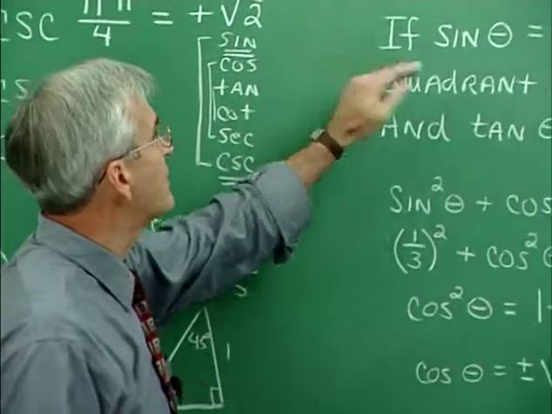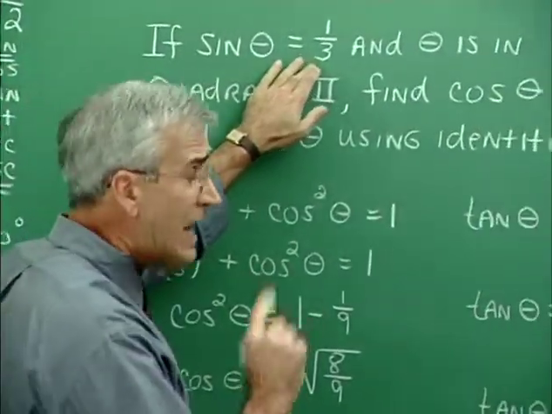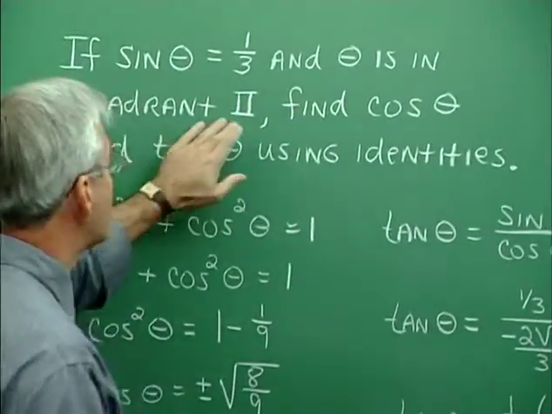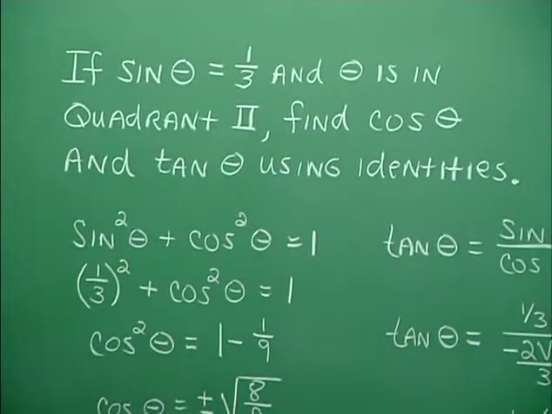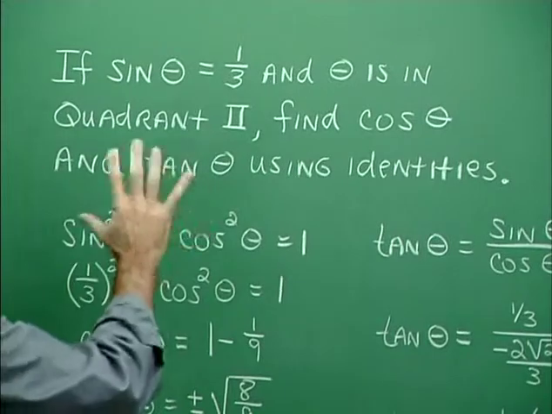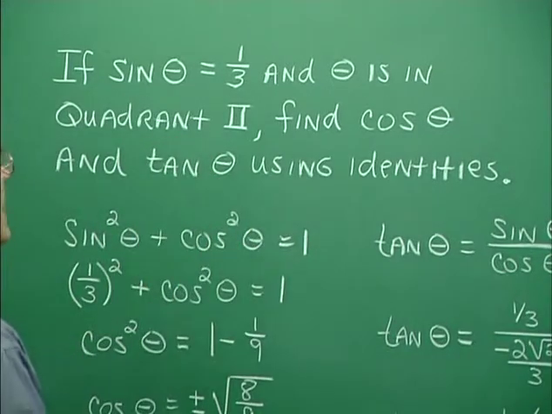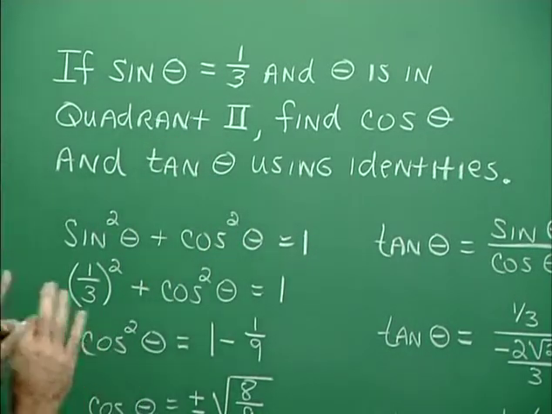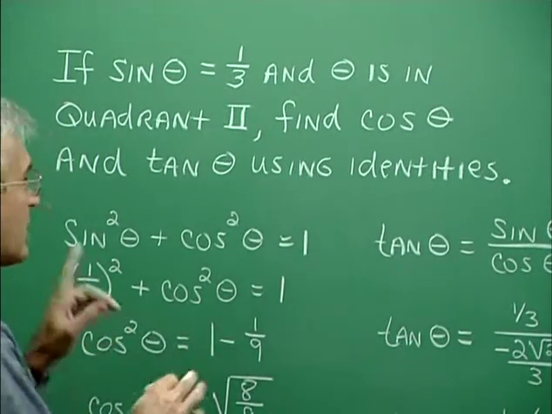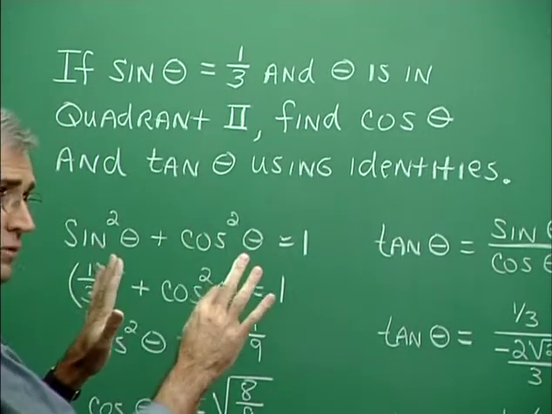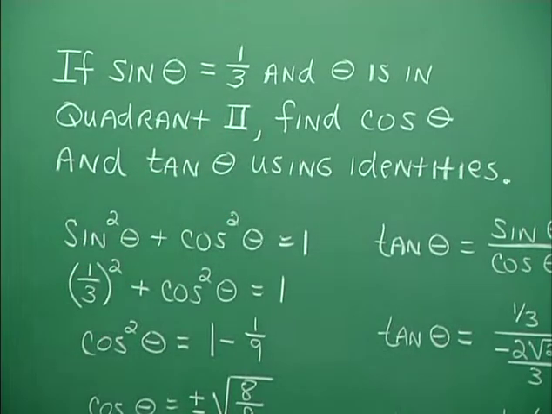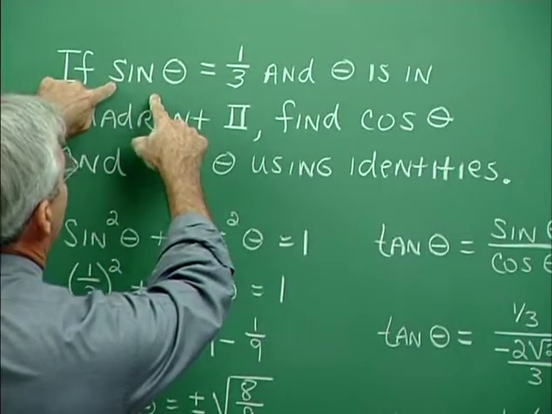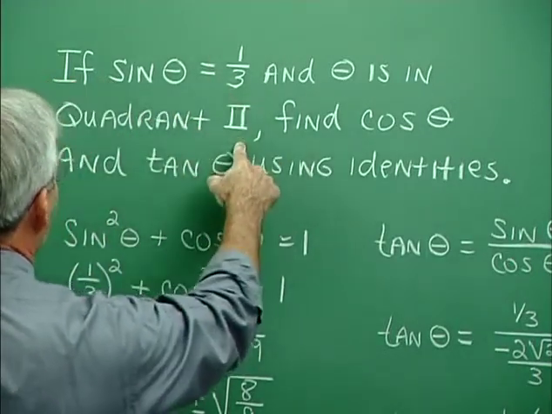This one says that if sine theta is 1/3 and theta is in quadrant 2, find cosine theta and tangent theta using identities. Now, we used identities in a similar way in a previous problem, but with that problem, we were confined to the first quadrant, so all the signs were positive. Now we're in quadrant 2, and we have that to consider as an extra bit of information. The sine of theta is 1/3. Theta is in quadrant 2.